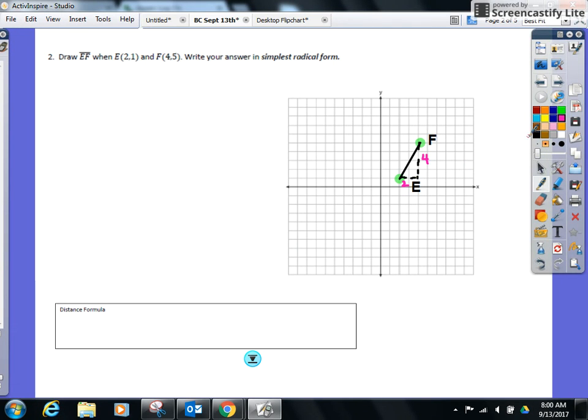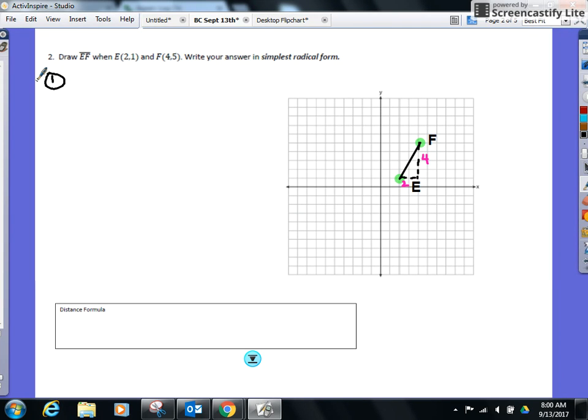So I can go one way. I'm just going to put a number 1 here because there's a second way I'm going to show you, and that is the following: the Pythagorean theorem. So I could say 4 squared plus 2 squared equals c squared.